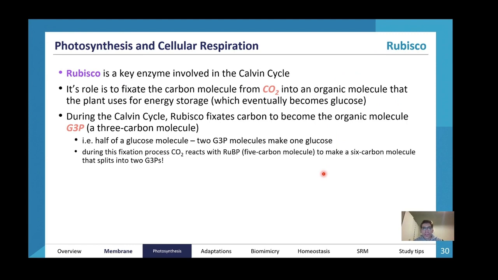Now, RuBisCO is a key enzyme involved in the Calvin cycle. The Calvin cycle is the process through which photosynthesis builds sugar. Its role is to fixate the carbon from carbon dioxide into an organic molecule that the plant uses for energy storage, which eventually becomes glucose. So RuBisCO is the enzyme that fixes carbon into the glucose form.